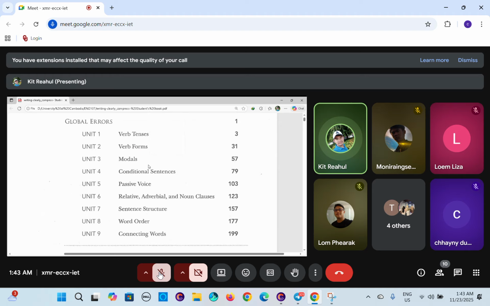The second unit is about verb forms. Can you list the forms of verbs, everyone, in English? Your verb has verb ing, and what else?